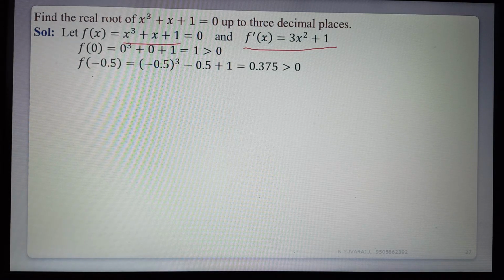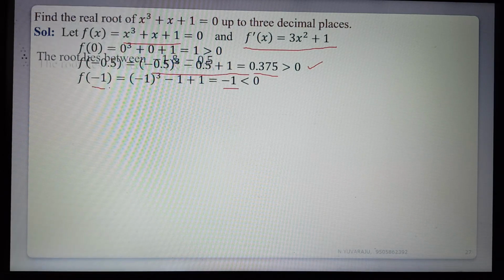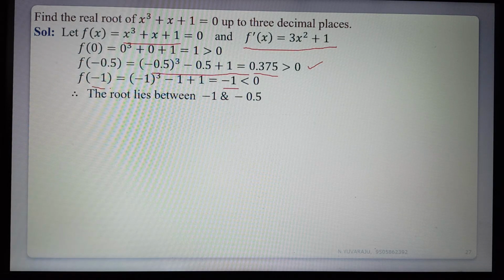Substituting f of minus 0.5, we get 0.375. This is also positive only, so the root does not lie between 0 and minus 0.5. Next, minus 1: f of minus 1 is a negative value. Before, the value was positive. f of minus 0.5 is positive and f of minus 1 is negative, so the root lies between minus 1 and minus 0.5.